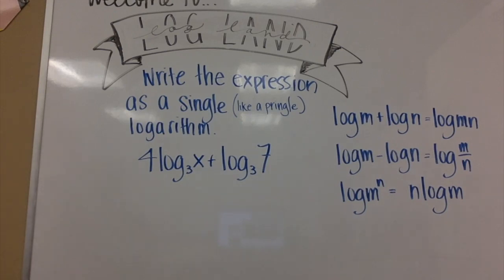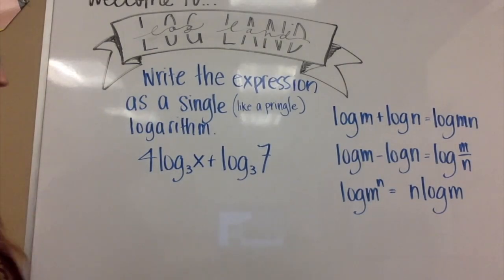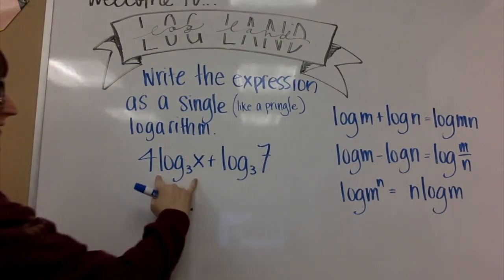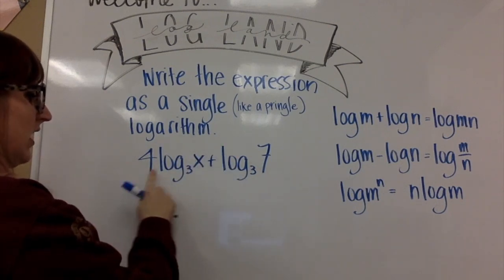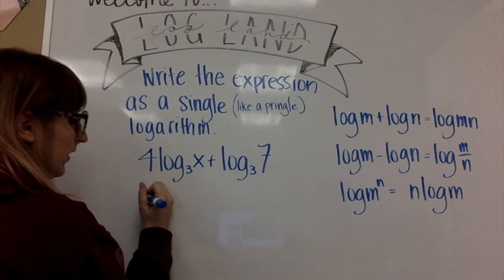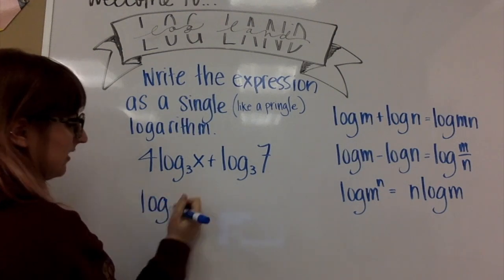So next I'm going to write the expression as a single logarithm. So I'm going to do the opposite of what I did before. So first thing that I need to do is I need to check to see if I need to raise any logs to the power. I'm looking at this one right here. I have this 4 in front. So I'm going to rewrite this and raise x to the power of 4. This way, I don't have anything in front of my logs.